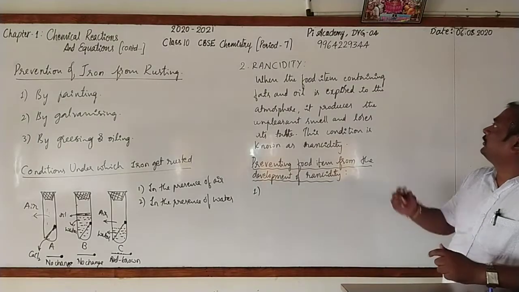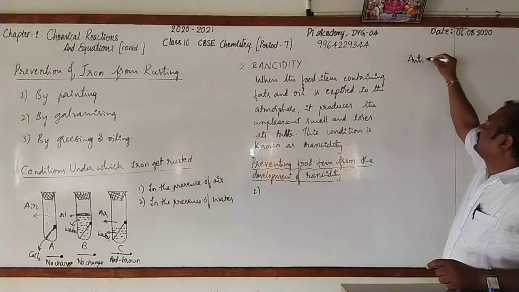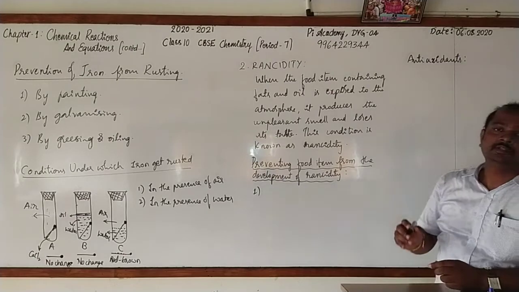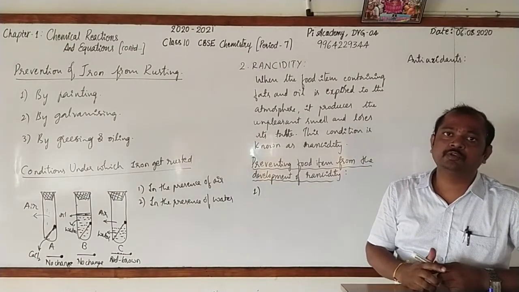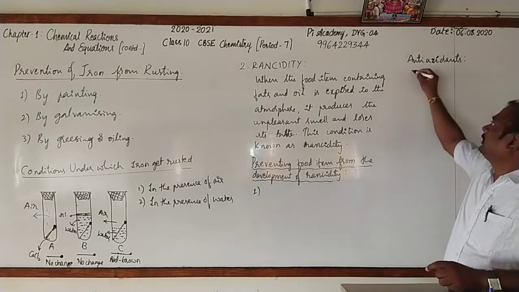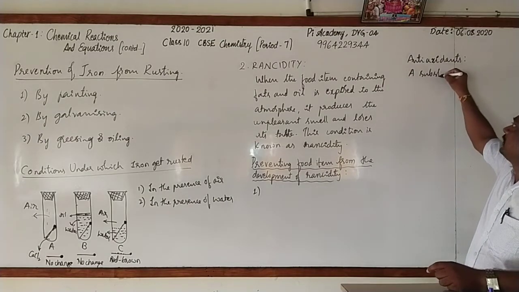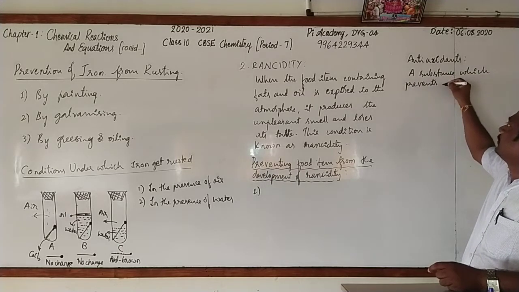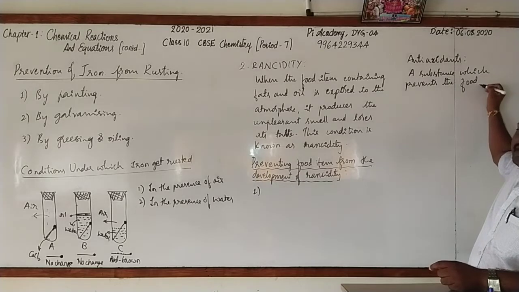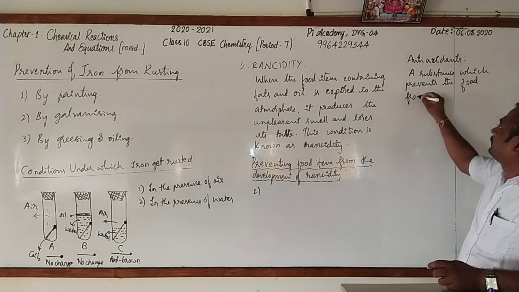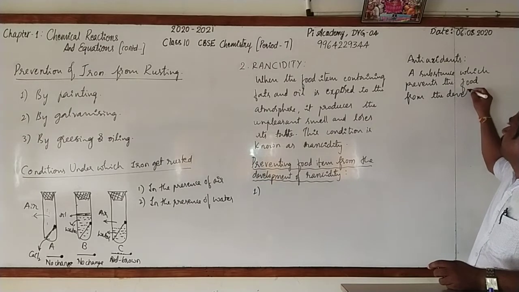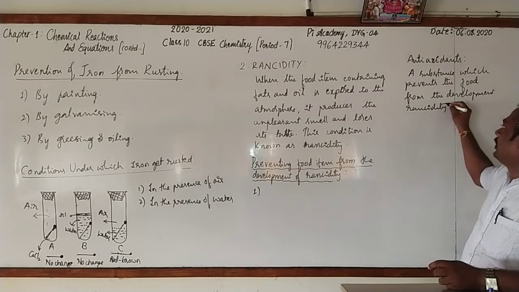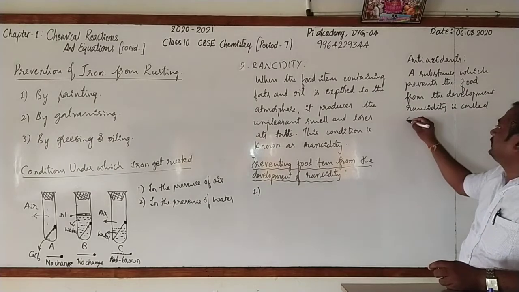Here I used the word antioxidants. Then what are these? These are the substances which prevent the food from rancidity. Here I write: a substance which prevents the food item containing fat and oil from the development of rancidity is called an antioxidant.